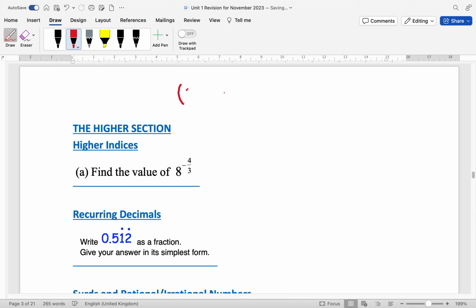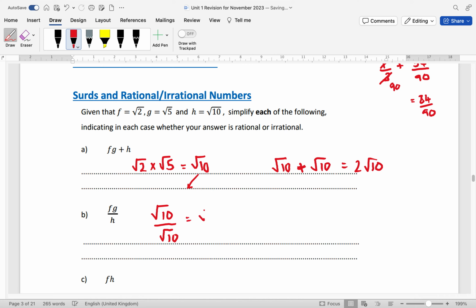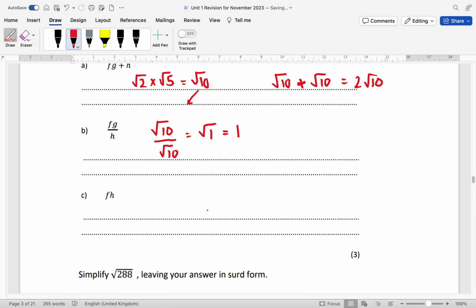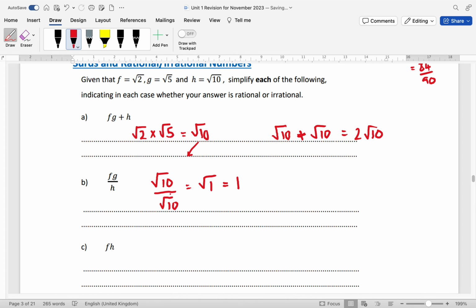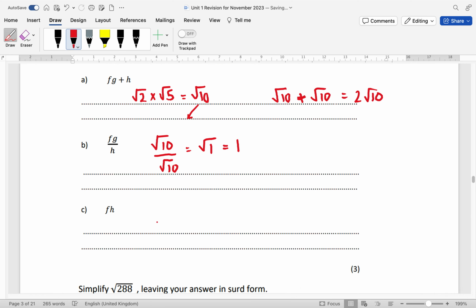Now we can divide and times as long as we leave the answer inside the square root. So 10 divided by 10 is 1, but the square root of 1 is 1. F times h: F is 2, h is 10, both in square roots, so that would be 20.